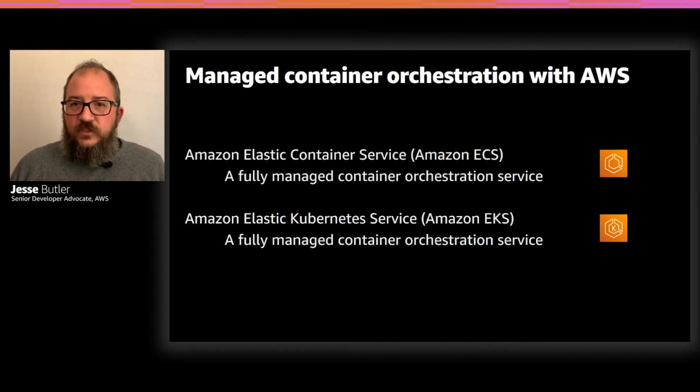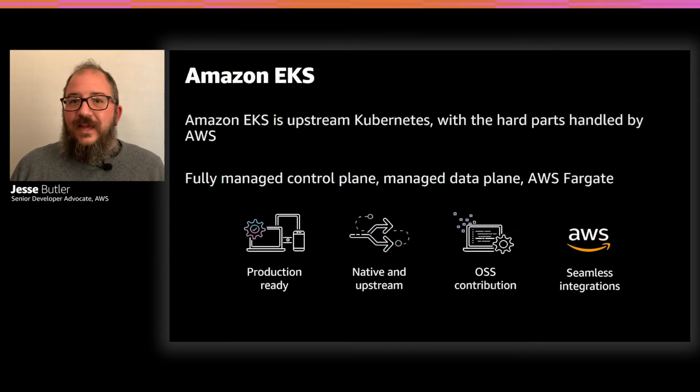And with AWS, you have two clear options for managed container orchestration, ECS and EKS. These are both fully managed container orchestration services, and we see customers selecting between these on a number of criteria, whether it's team culture or the flexibility of the solution, personal preference, really. For this talk, we're talking about Kubernetes, so I'm going to refer to EKS.